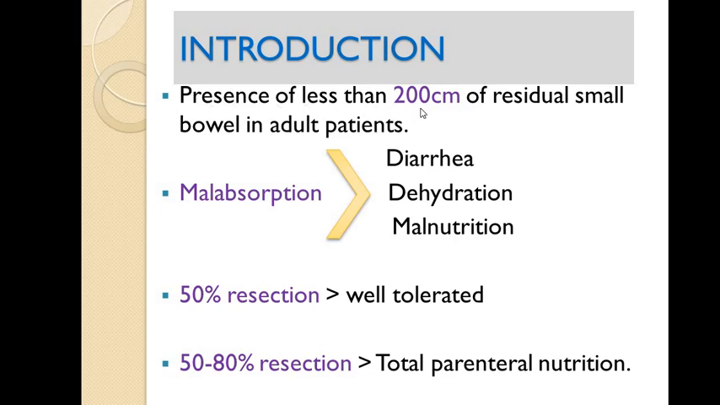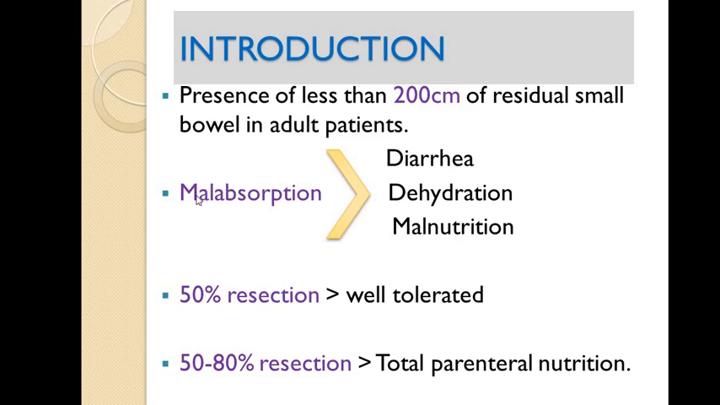We can define short bowel as presence of less than 200 centimeter of residual small bowel in adult patients. It means if a person has small intestine less than 200 centimeter in length, that person is going to have short bowel and he's going to experience all the signs and symptoms of short bowel syndrome.